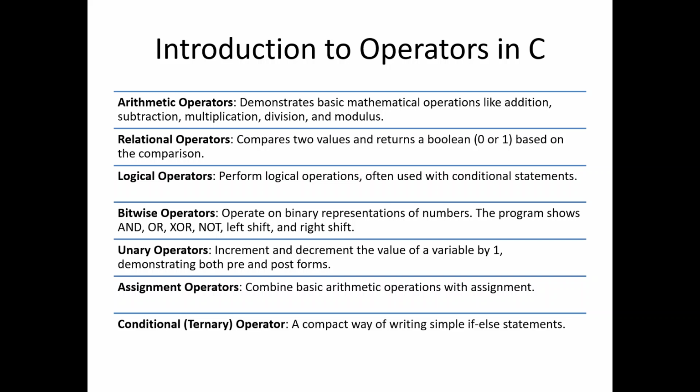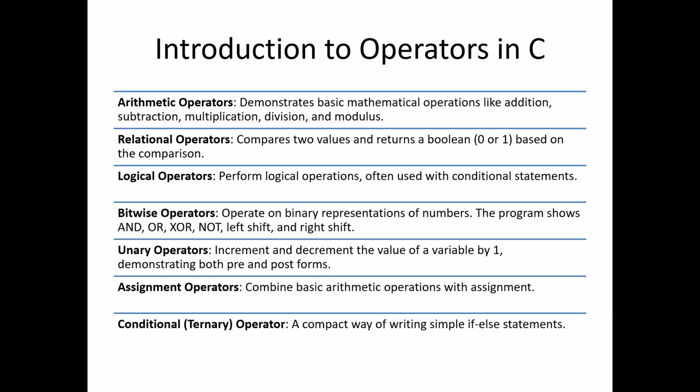Next, unary operator. We have two types of unary operator. One is called increment, another one is called decrement. The increment operator increases the value of a variable by 1, whereas the decrement operator decreases the value of a variable by 1, demonstrating both pre and post form. In pre-increment or pre-decrement, the value of the variable first changes, then the statement is executed, whereas in post, the value of the variable changes after the execution of the statement.